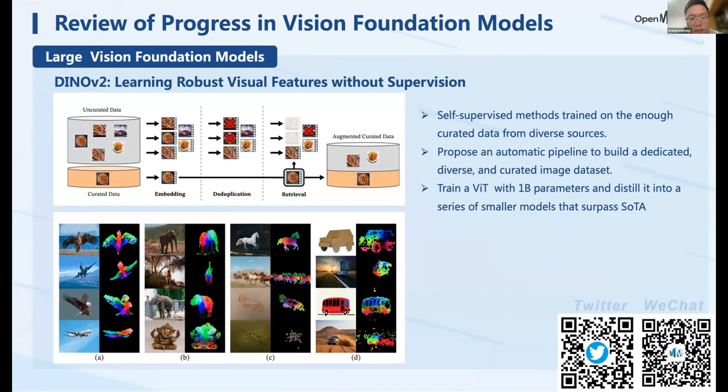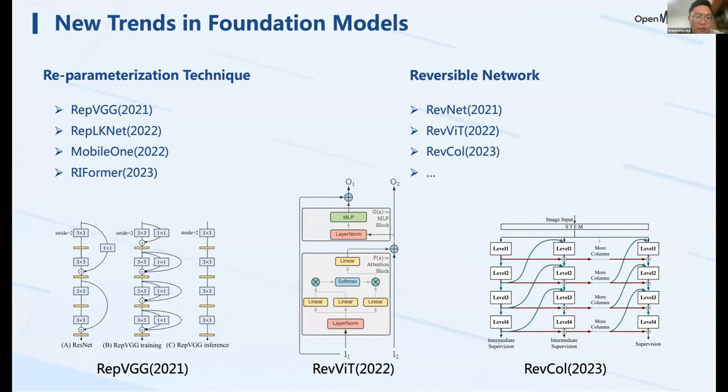Moreover, Google recently has also published a new ViT model with 22 billion parameters. Also, for vision foundation models, there are some new trends. For efficient networks, reparameterization techniques have been adopted in recent works, from RepVGG to recent works such as iFormer. It also comes from our team. And for the big models, the large vision foundation models, the reversible network is an interesting idea and adopted by the recent foundation model RevColNet. Also, we can call this RevCol.